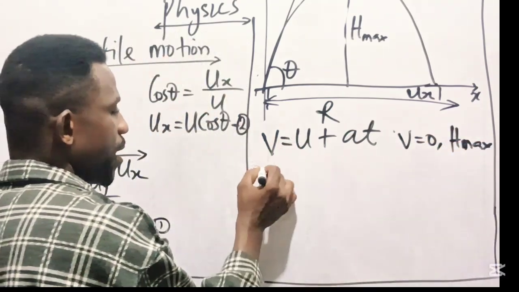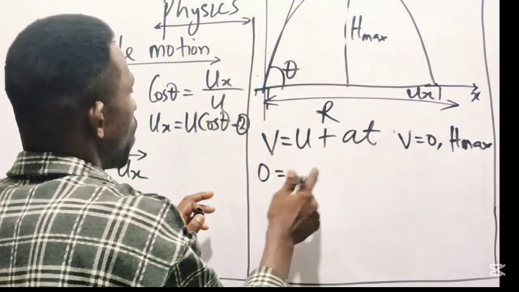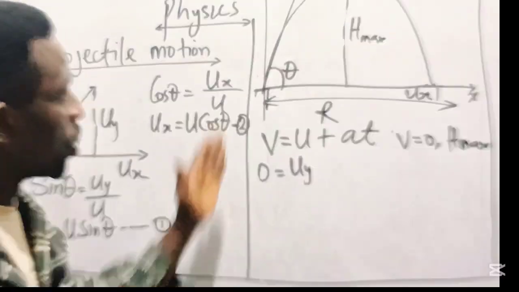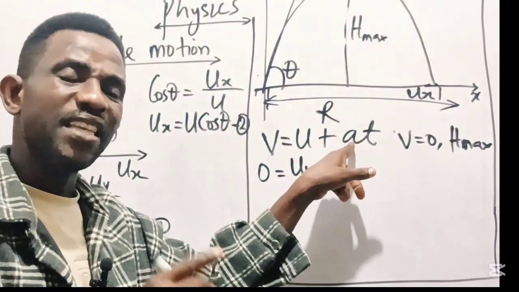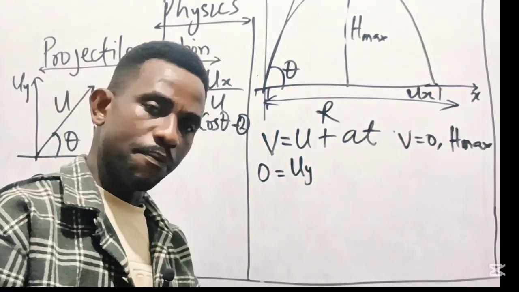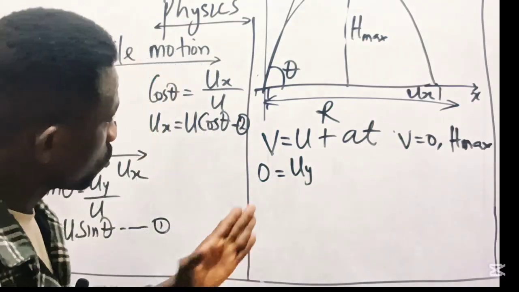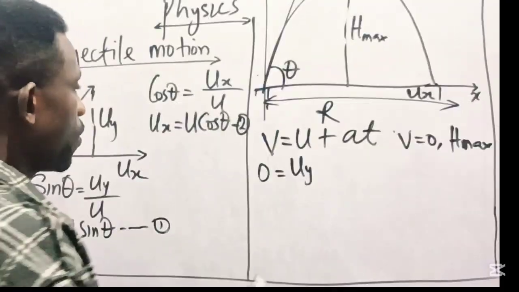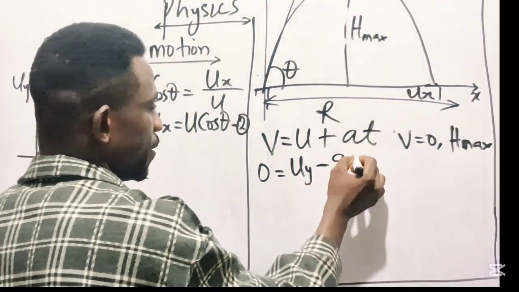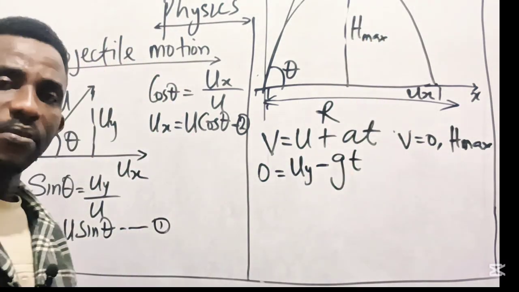Now, from here, you have that 0 is equal to u. We are considering the uy. So uy, acceleration due to gravity, because as it is going upward, acceleration due to gravity is going against. Normally, acceleration due to gravity is a free fall. It falls down positively. So any other object falling down will be positive. But as long as this is going against it, it's negative. So we now say that minus a becomes g. Then t becomes the time to reach the maximum height.